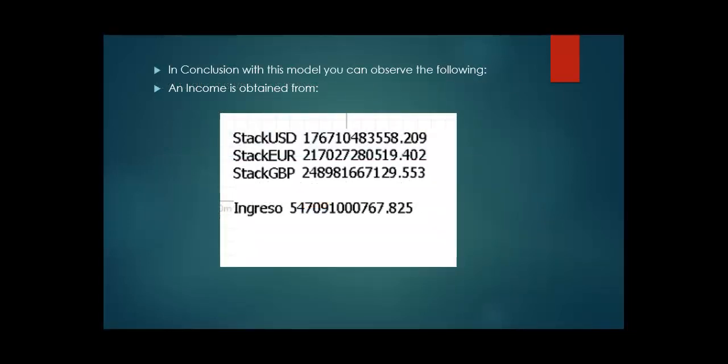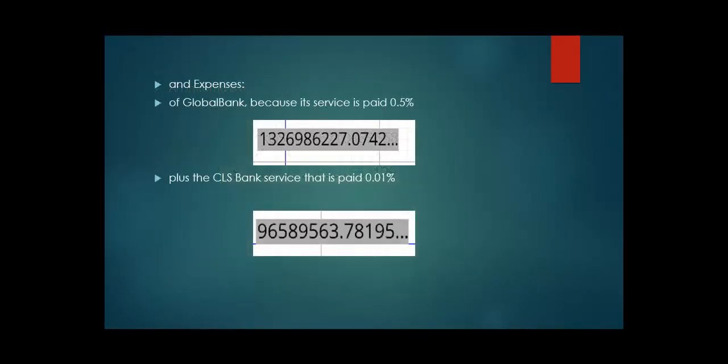In conclusion, with this model you can observe the following. An income is obtained from the data stacked from USD, Euros and GBP. And we have some expenses of Global Bank because its service is paid 0.5% of the amount, plus the CLS Bank service that is paid 0.01%.